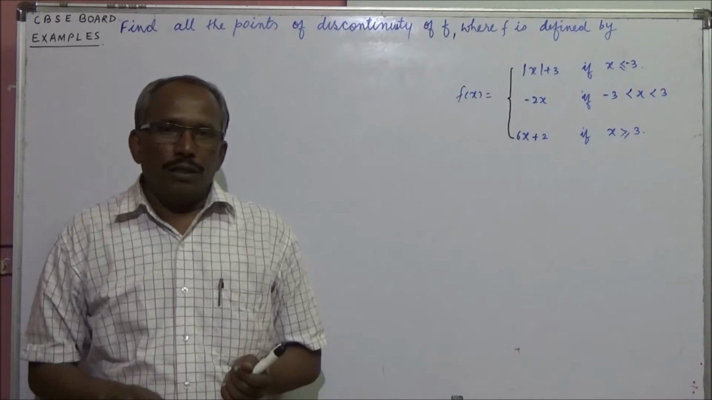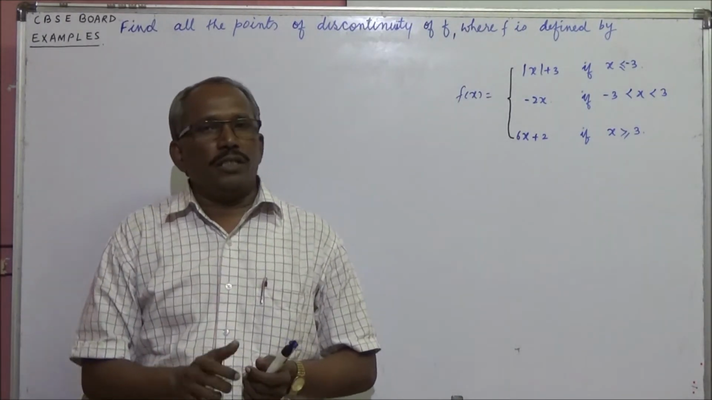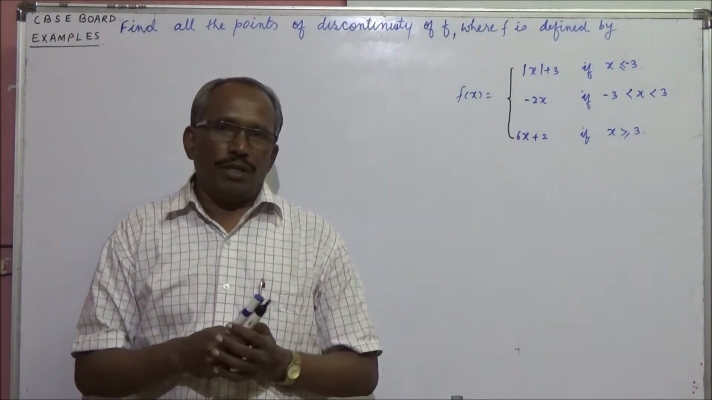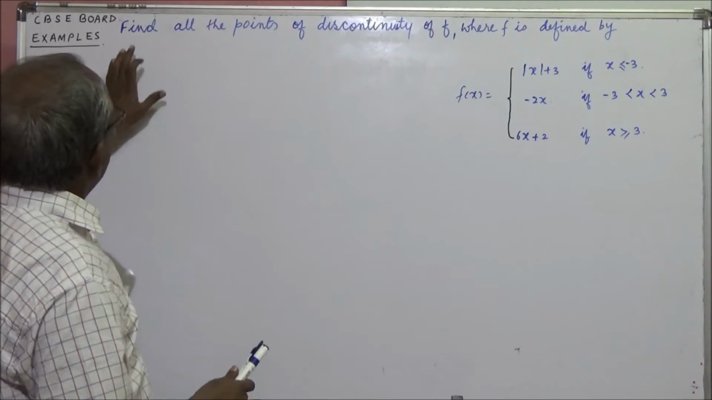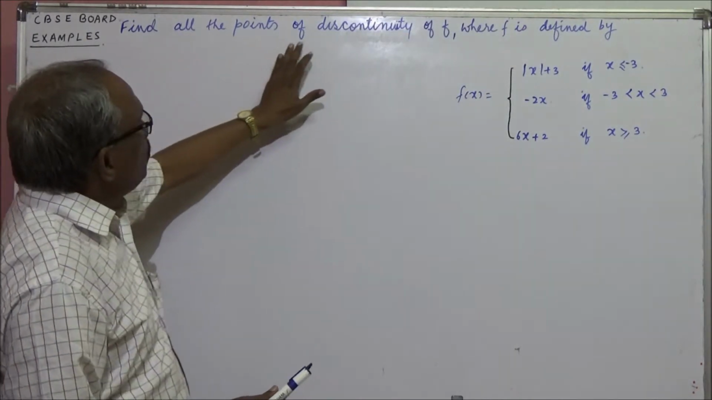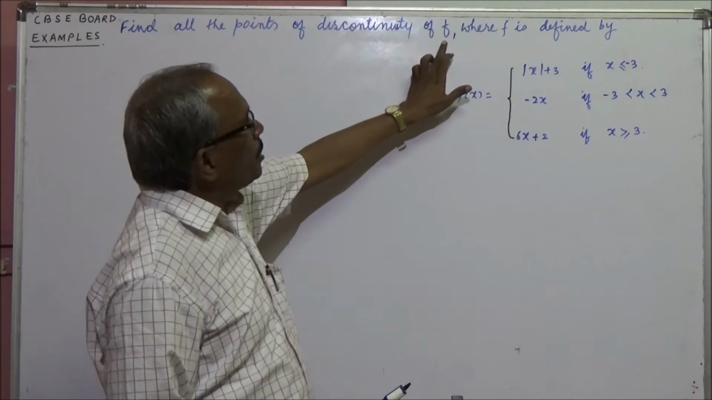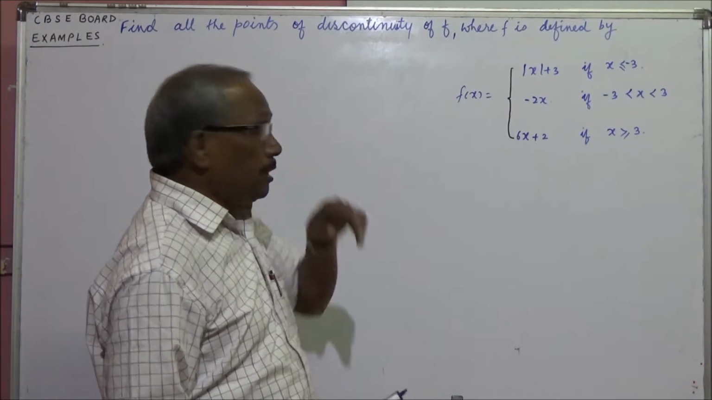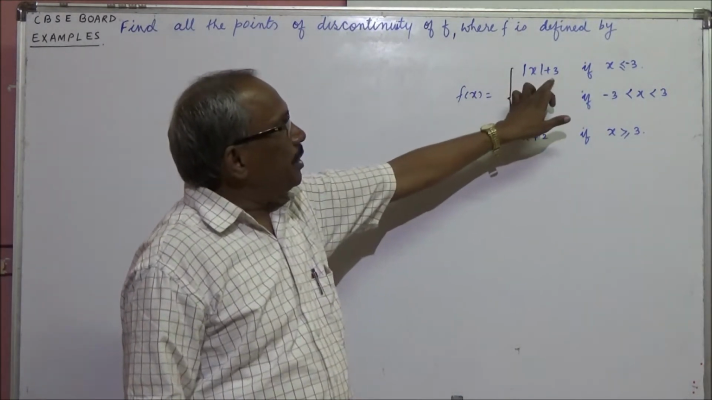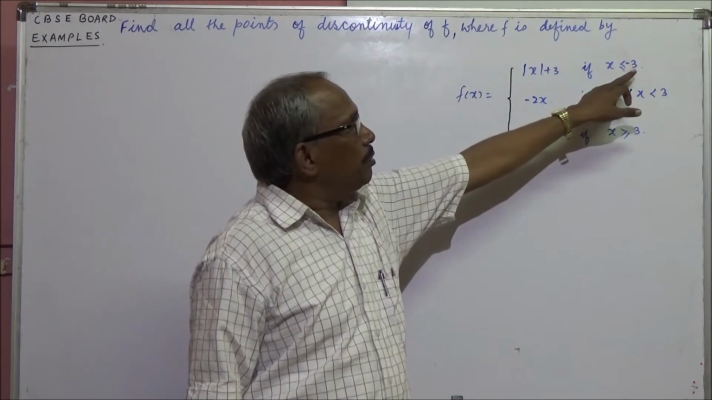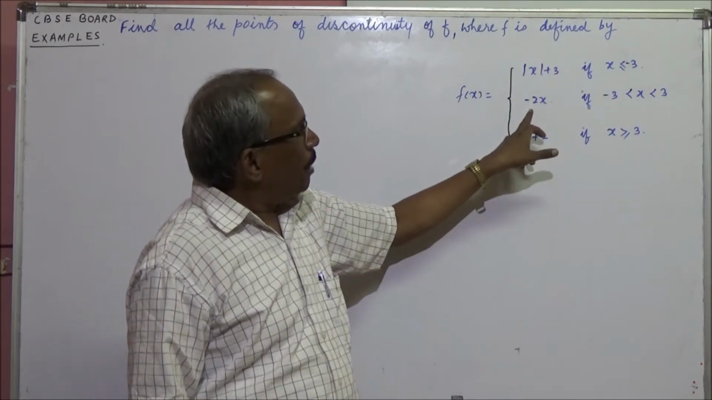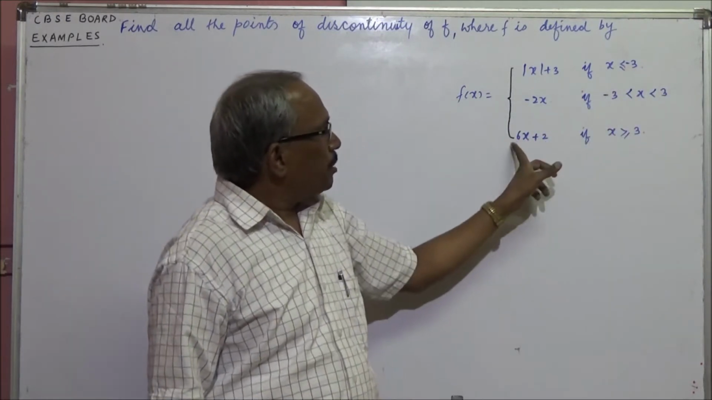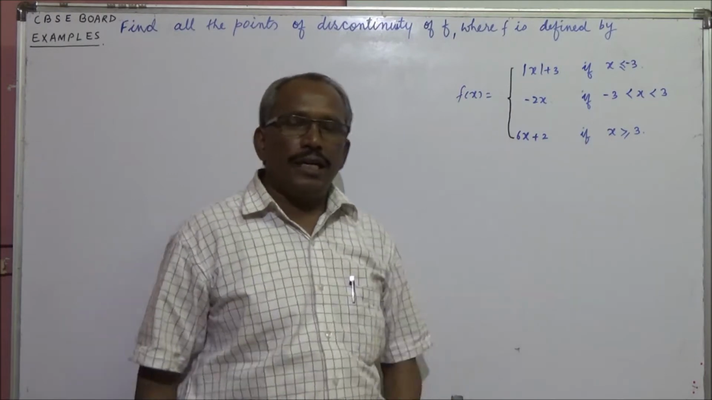Okay, dear students, let us solve one important example on continuity, which was asked in board examination. So here, what is the question? Find all the points of discontinuity of the given function f, where f is defined by f of x is equal to mod of x plus 3 if x is less than or equal to minus 3, then minus 2x if minus 3 is less than x less than 3, 6x plus 2 if x is greater than or equal to 3.